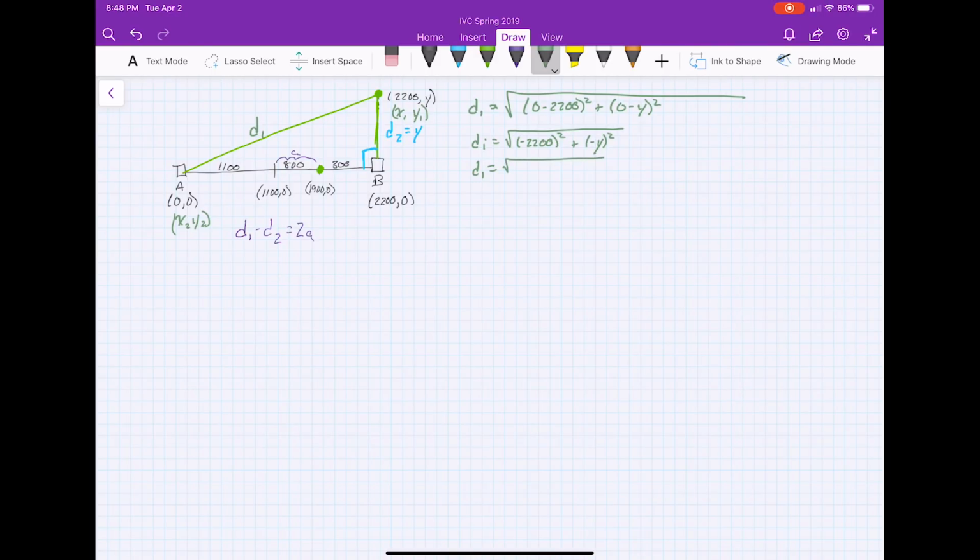So down here, we will end up with negative 2,200 times itself is 4,840,000. That's a positive number. And then we don't know what y is, but whatever it's going to be, it's positive, but we still have the squared here. So we kind of just eliminated this part of it. So that is the equation to find D1. Now we can just plug that into our equation that we have over here.